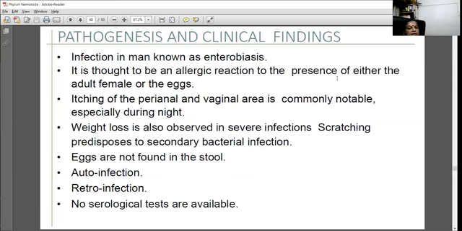Scratching predisposes to secondary bacterial infection. Whenever the person feels like scratching, why is that? Again, there is an allergic reaction either from the female worm or because of the eggs deposited on the anus. When the scratching occurs, the skin or the mucosa, which is very delicate in the anal region and even in the vagina, is going to be injured. This injury can cause a secondary bacterial infection if care is not taken.